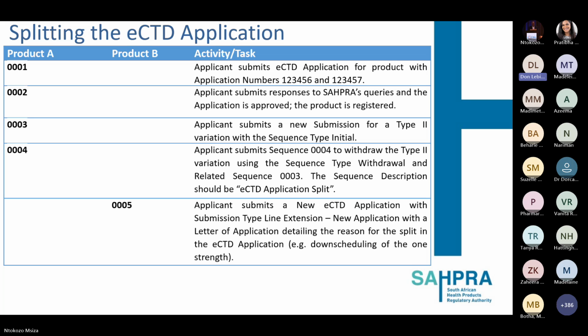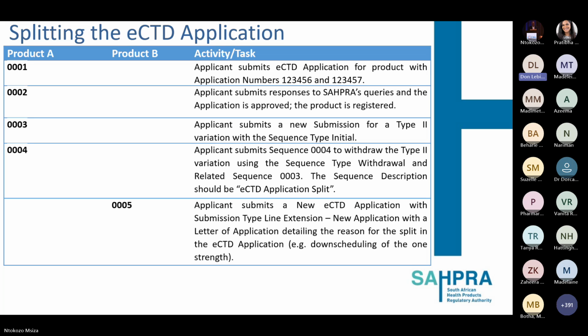Right. So let's look at how that looks in terms of the sequences and activities. In 0001, you're submitting an eCTD with your 2 strengths and 2 application numbers. And then in 0002, you get an approval from SAHPRA, and then you're submitting a type 2 variation at 0003. But then now you have to split the strengths due to a line extension, for example.